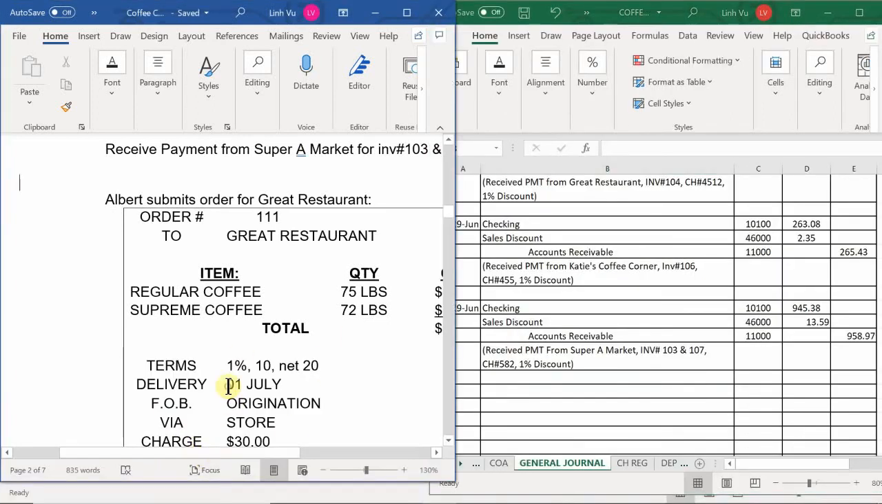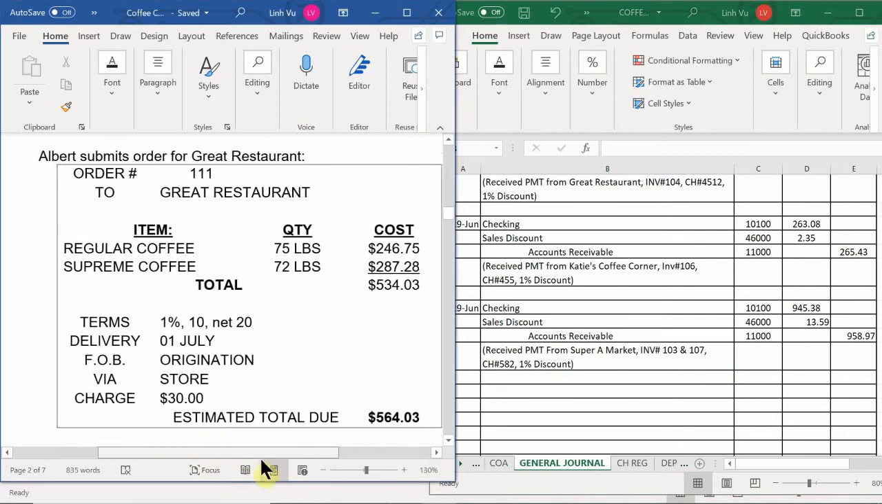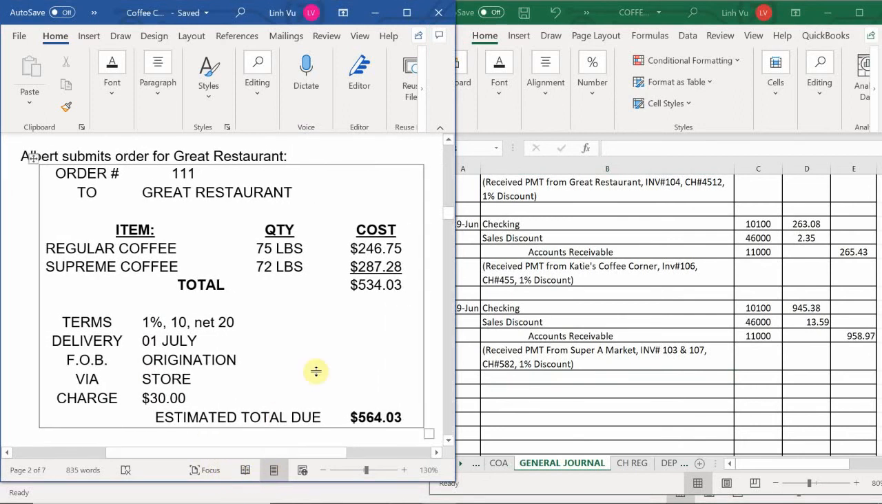Okay. Here we have Albert submitting another sale here, another potential sale. So how should we enter this in? Commissions.